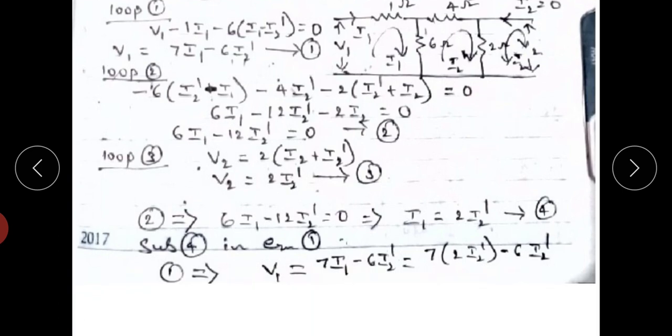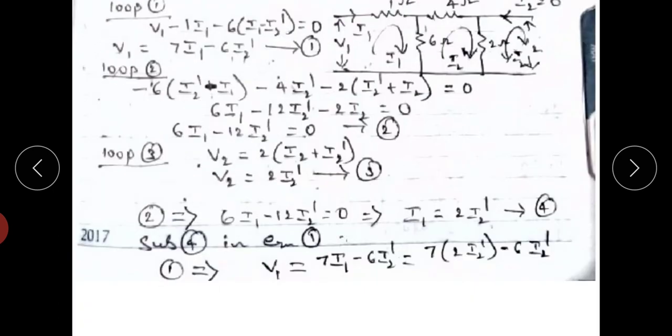So next, loop 3 equation: V2 equals 2 into (I2 plus I2 dash). Here I2 equals 0, so V2 equals 2 into I2 dash, equation number 3. So next, from equation 2, 6 into I1 minus 12 into I2 dash equals 0, or I1 equals 2 into I2 dash, equation number 4. So here A equals the formula V1 by V2.